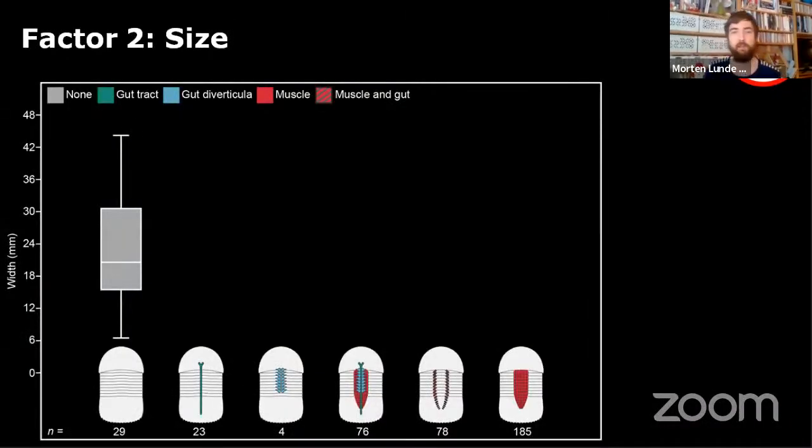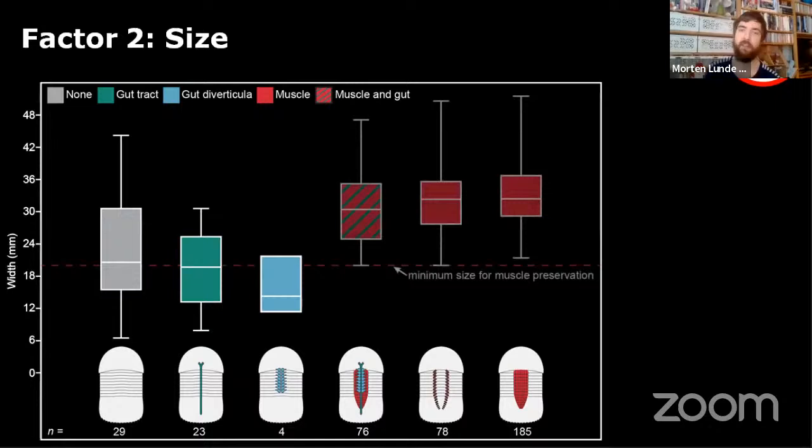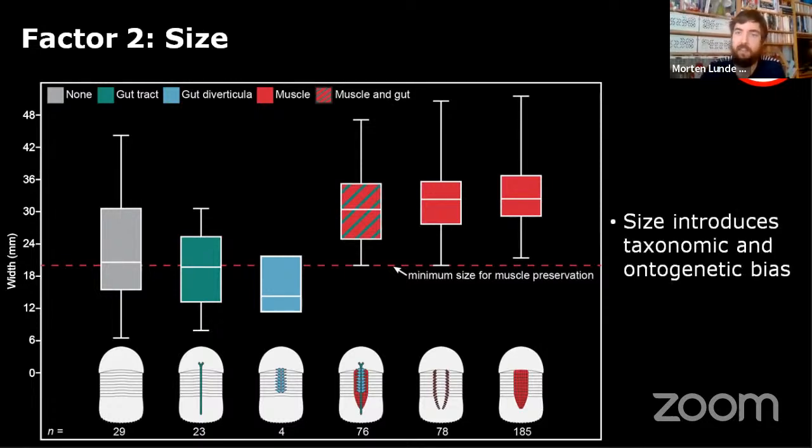Well, one factor that can do that is size, because we noticed that small specimens or species appeared not to phosphatize as much as the large ones. So if we use Campanamuta and plot the type of phosphatized tissues against the width of the specimens, we see that digestive structures are phosphatized in even the smallest specimens we have. But on the other hand, muscle preservation does not kick in before they reach a certain size, in this case about a width of 20 millimeters. So that means that size introduces a taxonomic as well as an ontogenetic bias to phosphatization.